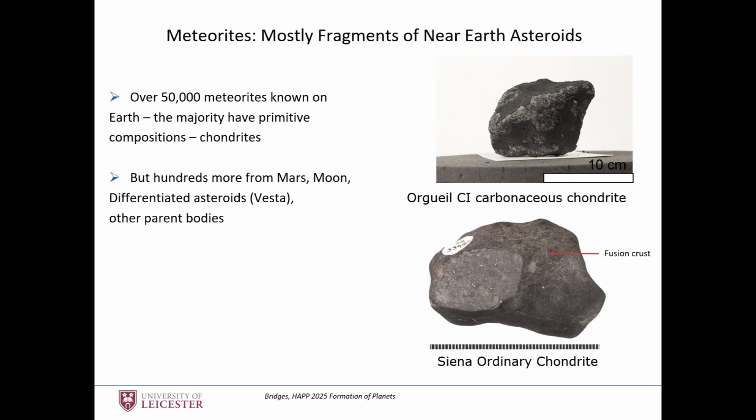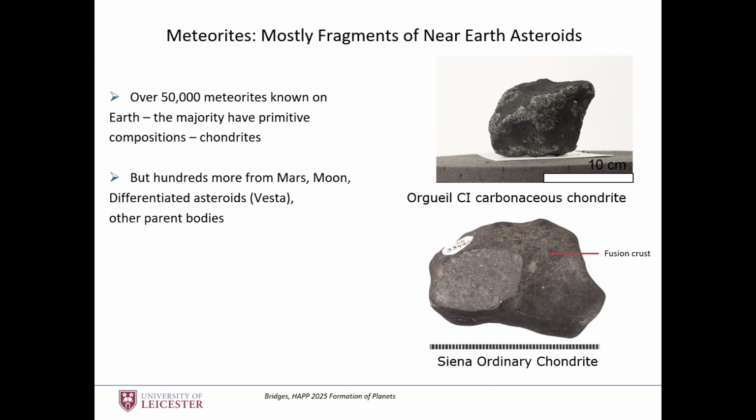Okay, so most meteorites, the vast majority, are fragments of near-Earth asteroids, and those are two classic ones because they fell over 200 years ago, just when it was recognized that this wasn't just folklore, these really were extraterrestrial objects. A very important one, a carbonaceous chondrite, a bit more about that later. Here's Siena, 1794 in Italy. Again, one of the first ones to be seen to fall and recognized as an extraterrestrial object.